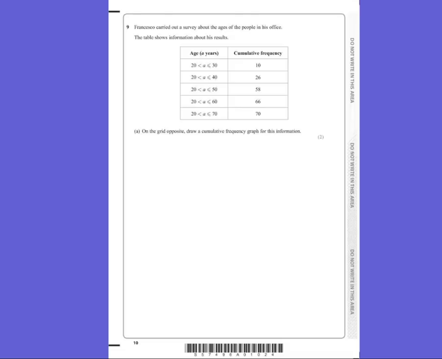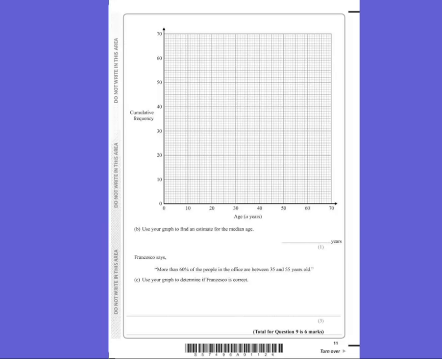Question 9. Francesco carried out a survey about the ages of people in his office. The table shows information about his results. On the grid opposite, draw a cumulative frequency graph. So we've already got the cumulative frequency, so we don't need to do anything with it. We just need to plot these points on the graph. So the thing to remember with cumulative frequency graphs is that you plot the end point, because the first group says there were 10 people aged 30 years or younger. The second group is 40 years or younger, 50 years or younger, etc.